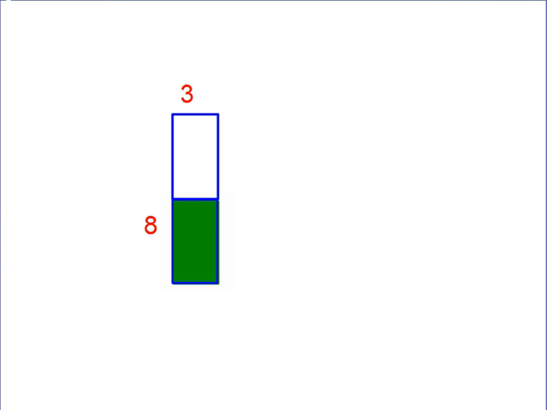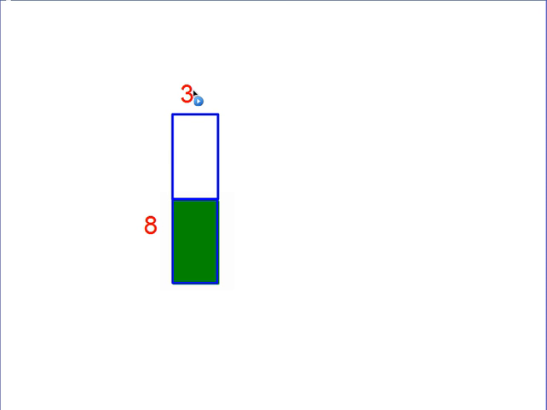Okay, today we're going to be rearranging rectangles and looking at perimeter and area. So let's look at the rectangle I have right now, and let's talk about the perimeter. Our dimensions are 3 by 8. So stop the tape, talk to your partner, and figure out what the perimeter of this rectangle is right now.